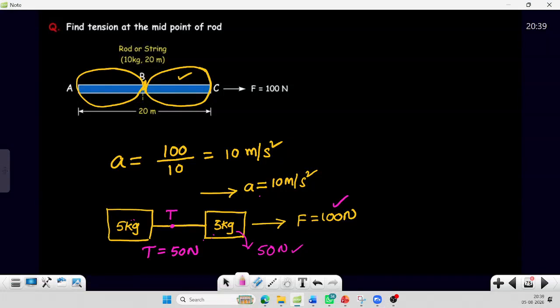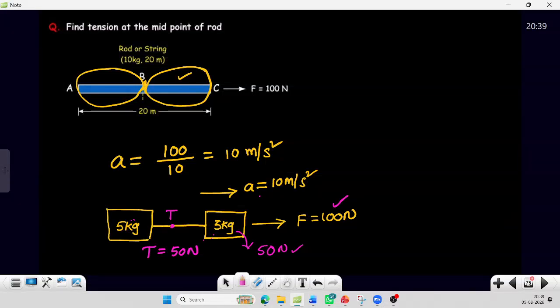The length of the rod is given. Length is given, so it is total. When the total length is 20 meters, that mass is how much? 10 kg. So at the midpoint, what can we say? 10, 10 we can treat. That mass is 5 kg, 5 kg. So length is not needed, because midpoint means half the length.